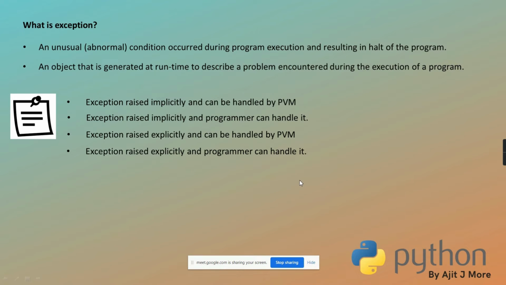And what these four possibilities are, that is clear to you. First is raised implicitly, handled implicitly: raised by PVM and taken care of by PVM. Raised by PVM but handled by the programmer. Raised by we people but PVM handles it. And we only raise it and we only handle it.